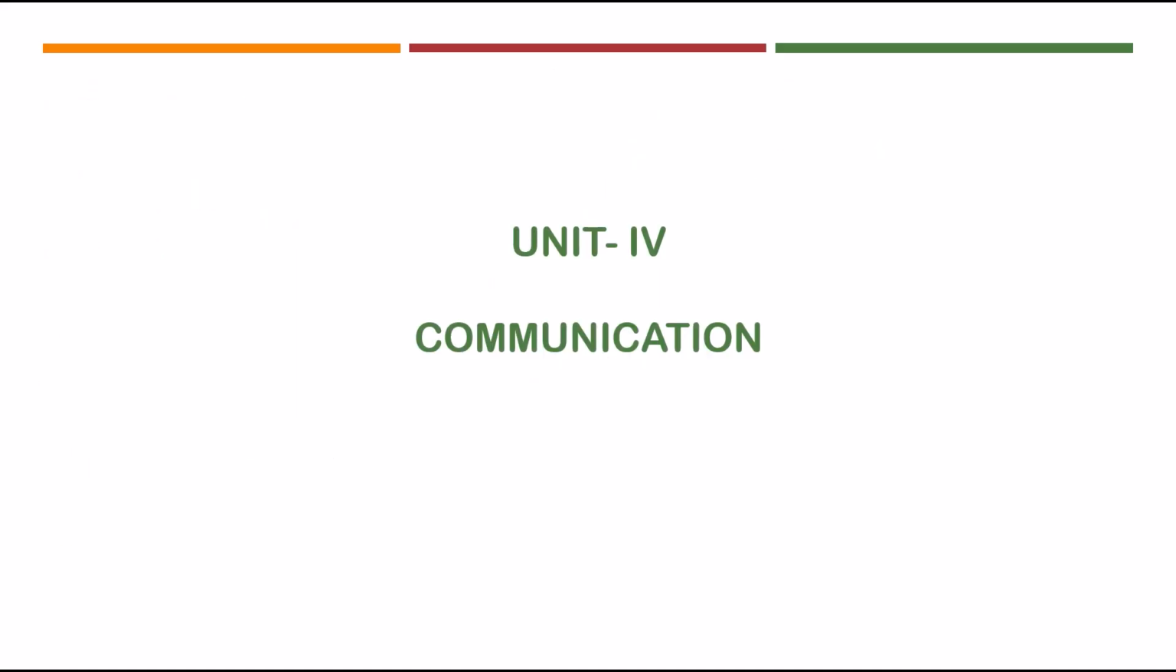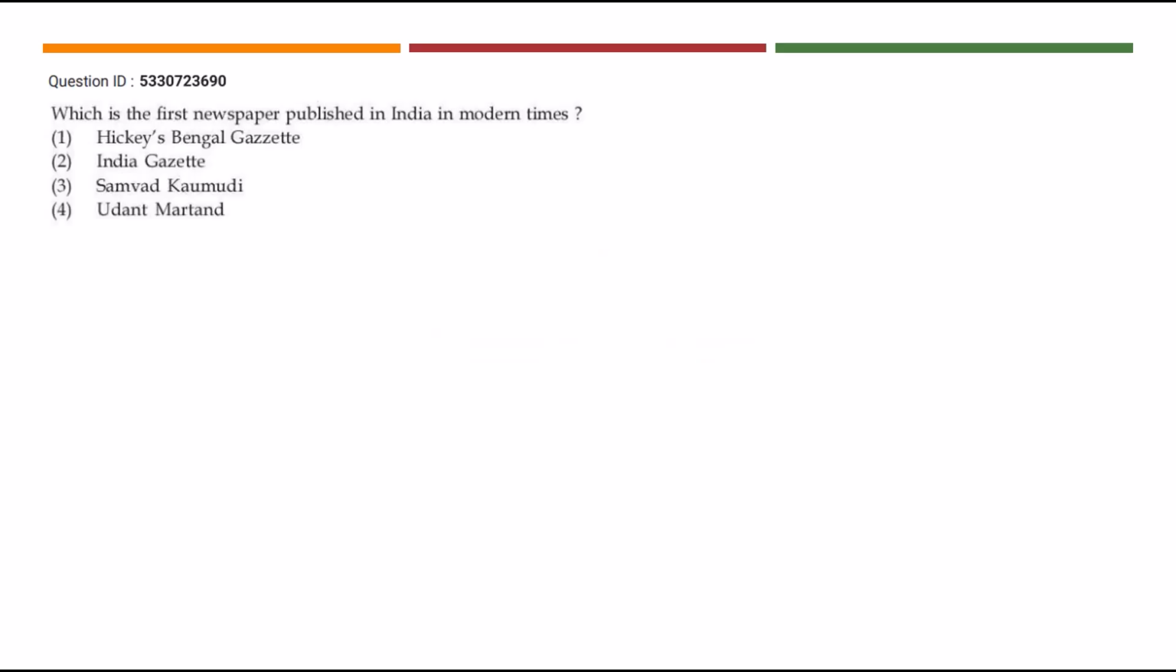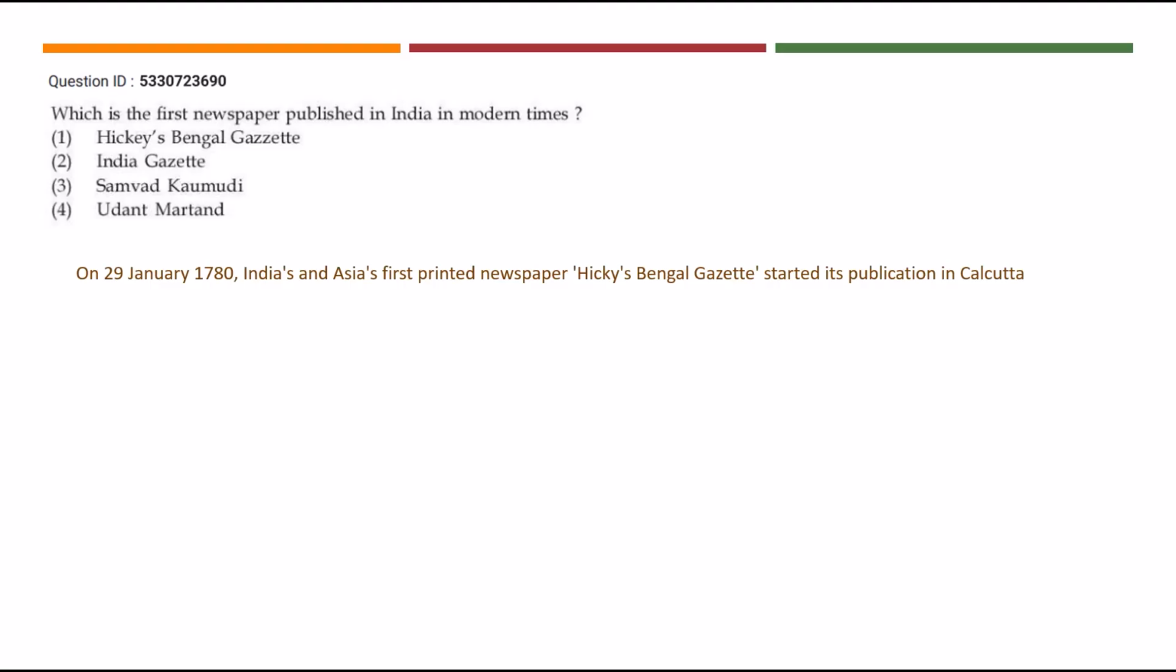Let's move on to Unit 4, Communication, which is the first newspaper published in India in modern times. In 1780, India's and Asia's first printed newspaper, Hickey's Bengal Gazette, started its publication in Calcutta. Option number 1 will be the right answer.